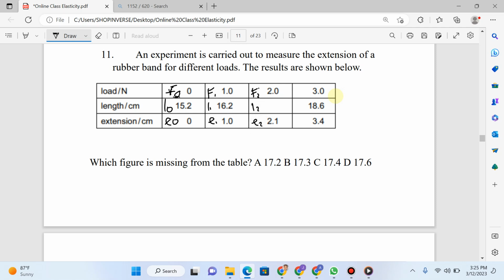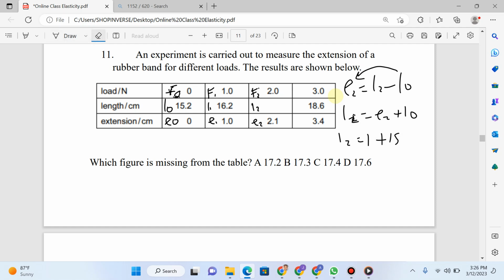So how do you get the extension here? You simply say extension E2 equals L2 minus L naught. That simply means L2 equals what? If you take L naught to the other side, we have E2 plus L naught. Good. That means our L2 equals what? What's our E2? E2 is 1.0 plus L naught. What's L naught? 15.2.